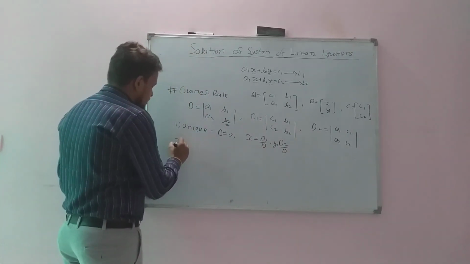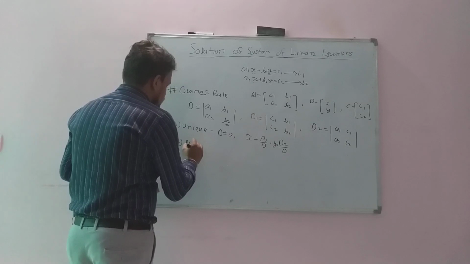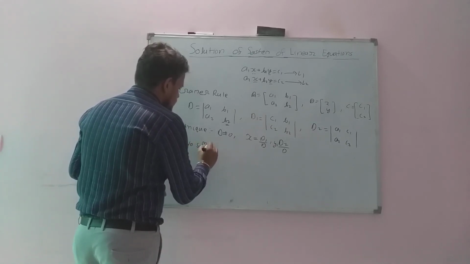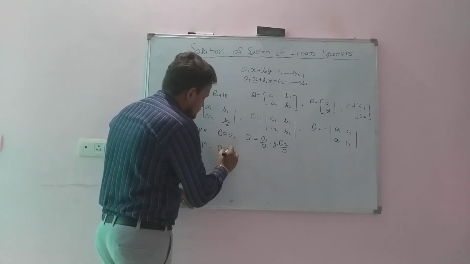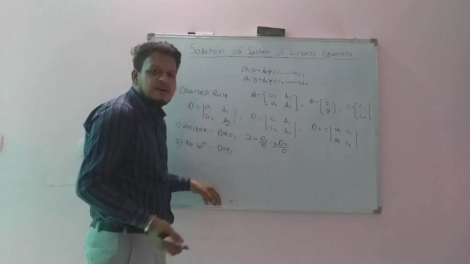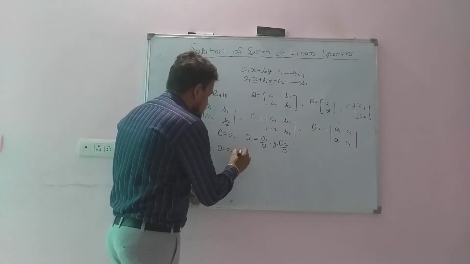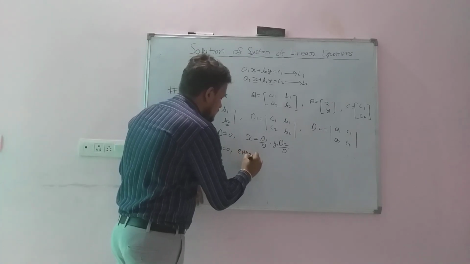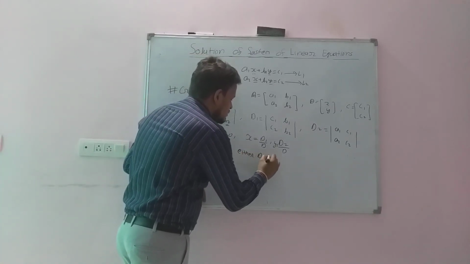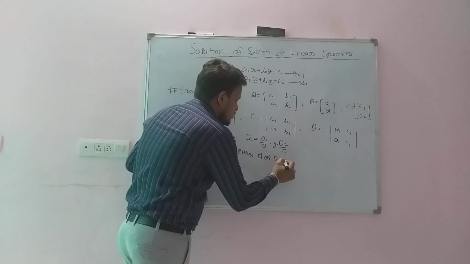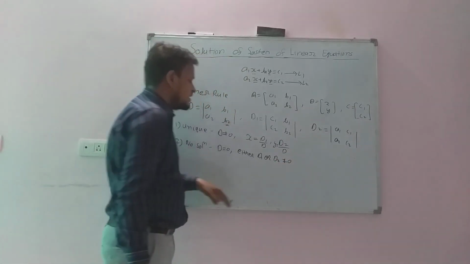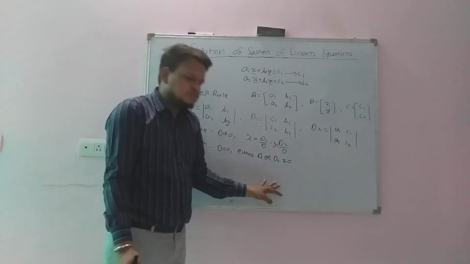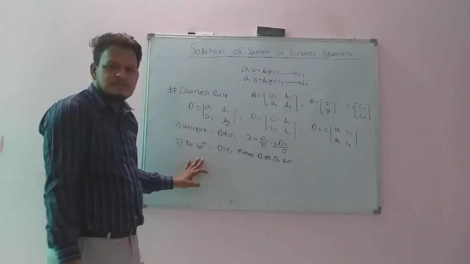So now the second case, for no solution. In no solution, the value of d should be equal to 0, and either d1 or d2 is not equal to 0. Then we can say that there is no solution.